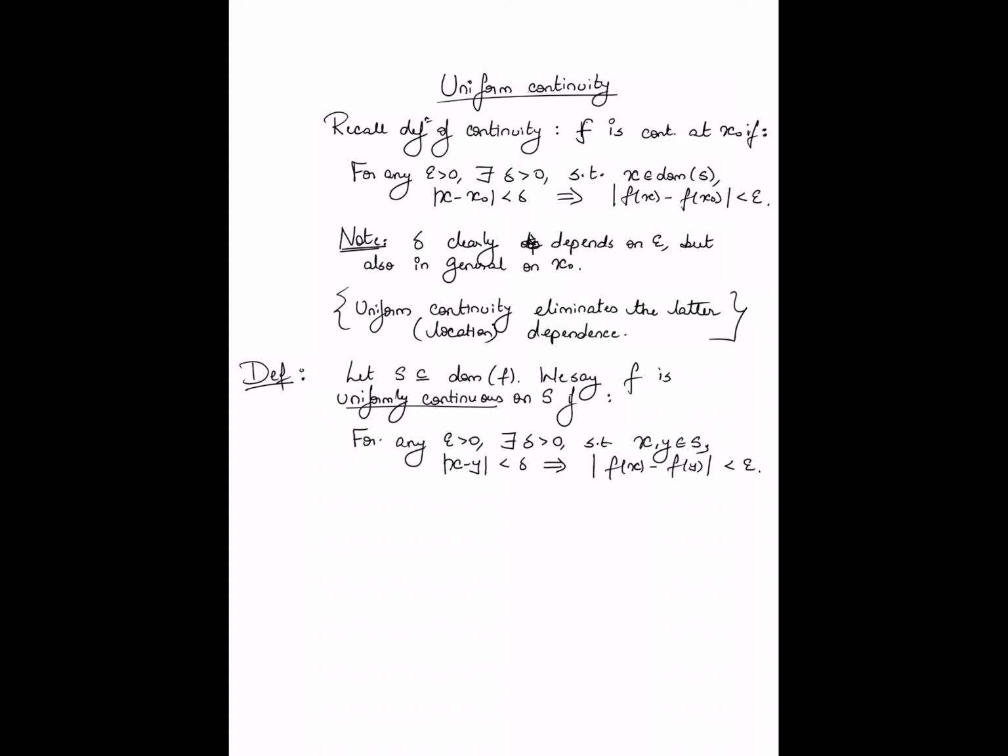It is a straightforward takeaway for you to see that uniform continuity is in fact stronger than continuity. In other words, uniform continuity implies continuity. So f is uniformly continuous on S implies that f is continuous on S, right? So it's a straightforward consequence of the definition. Stare at the definition and convince yourself that uniform continuity implies continuity.